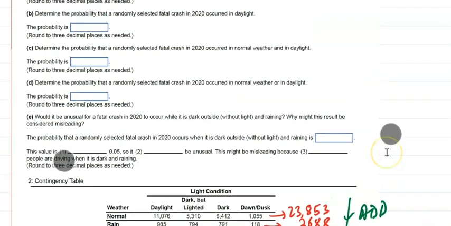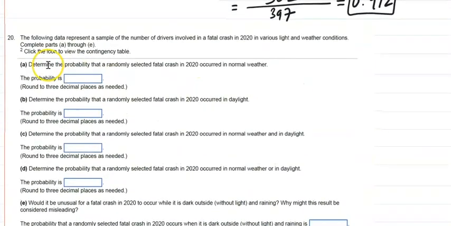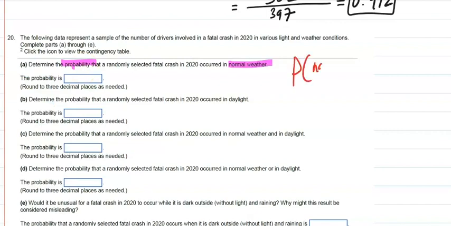Now let's find the probability of each part here. Determine the probability that a randomly selected fatal crash occurs in normal weather. So you can find the probability that it occurs in normal weather. Technically, in this question, you're looking for the probability of normal weather. That's what I'm looking for.